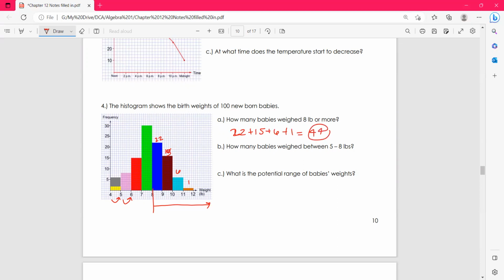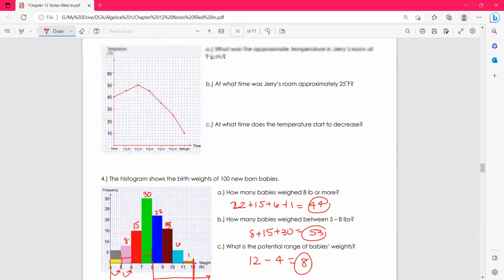How many babies weighed between 5 and 8 pounds? So here's 5 and 8 pounds. We've got 8, we'll say, 15, and 30. 8 plus 15 plus 30 equals 53. And then what is the potential range of babies' weights? So the greatest was 12 and the least was 4. So our potential range is 8. Okay?